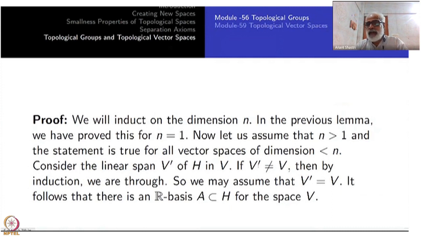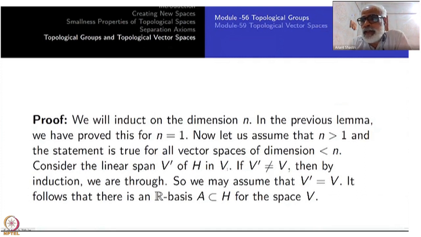So H is sitting there, right? It is a discrete subset inside V itself, so it will be discrete here also. Okay, so you can apply the induction. So without loss of generality, we can assume that V prime equals V. What does that mean? That the set of vectors H form a generating set for V.